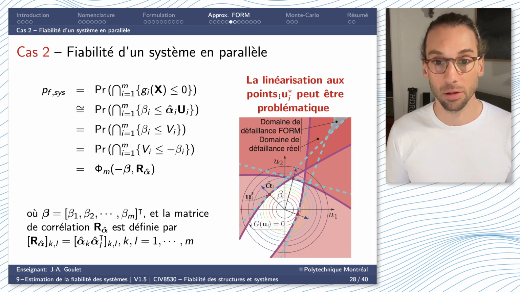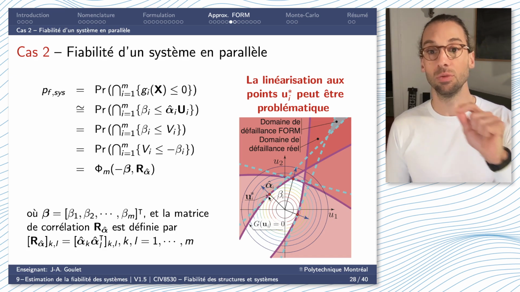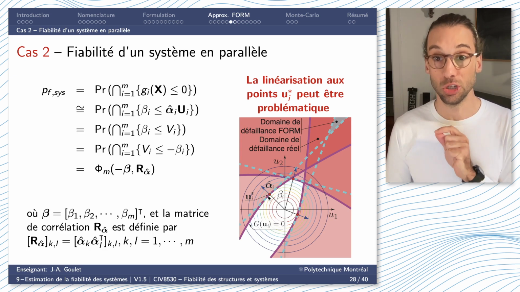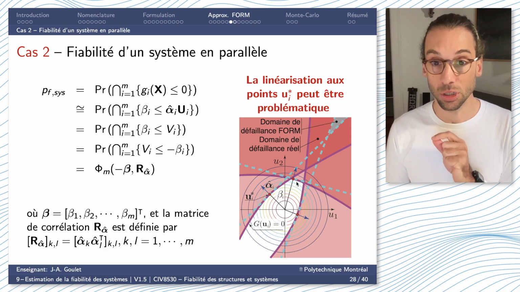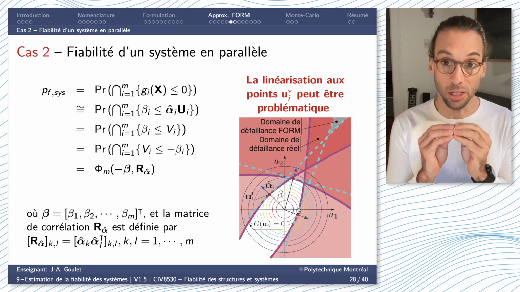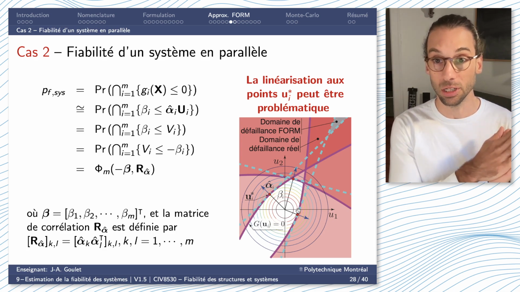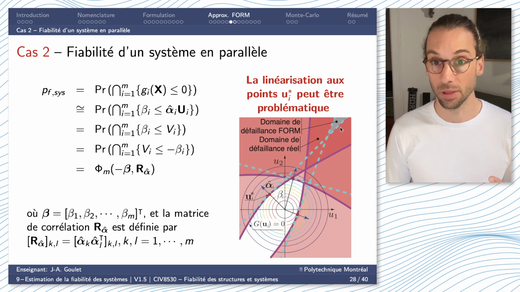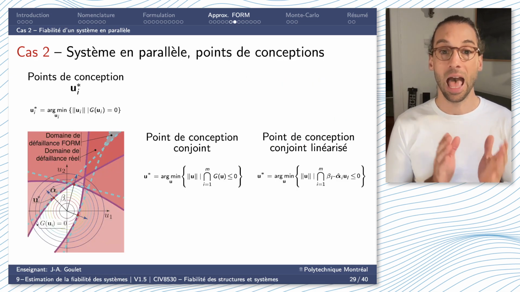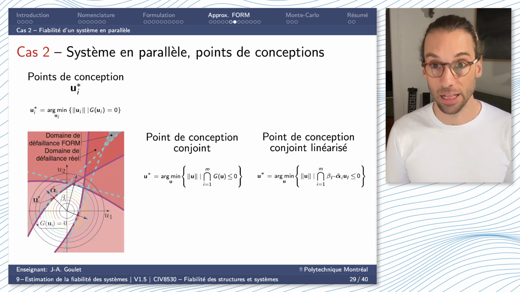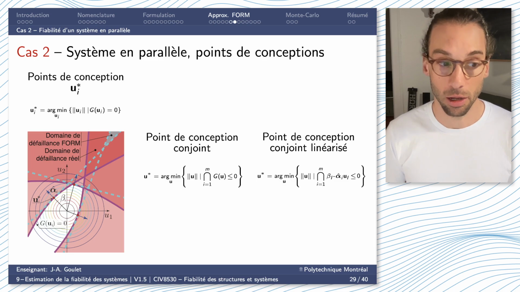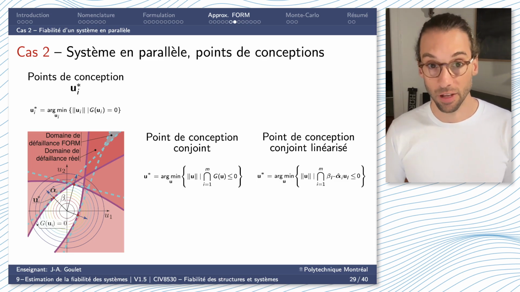Here, one issue we have is that we have linearized each of the respective limit state functions at their design point U star. But the design point U star might be a good representation of the failure probability for the individual component, but might not be for the system as a whole, which occurs here. So we need to take a closer look at how we are going to identify the failure point in the case of a parallel system failure domain.